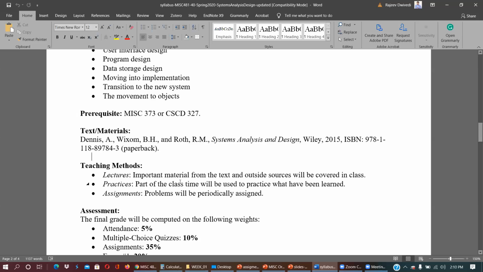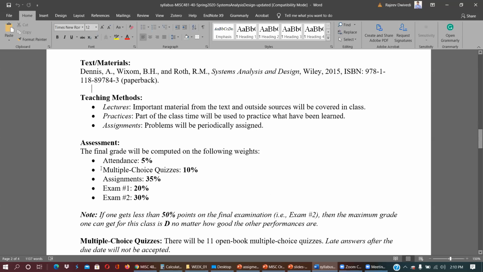Assignments: each week we will have assignments. Now attendance is 5%, because if you attend the class, you learn more. But I can also check at the end of the day how it works. So attendance is very low, which is 5% of the weightage of the entire grading.